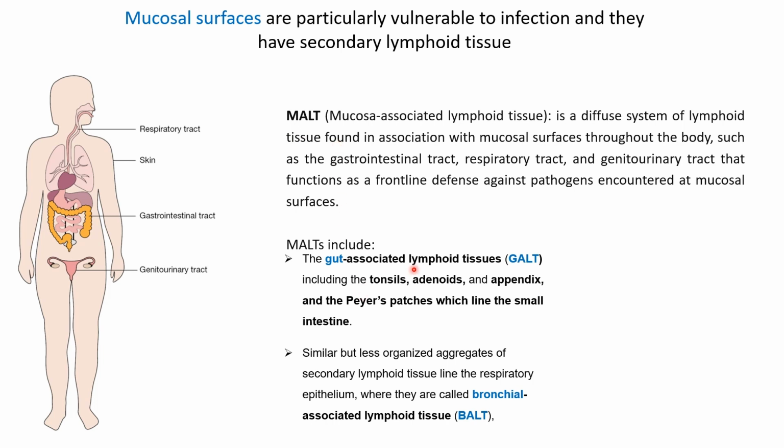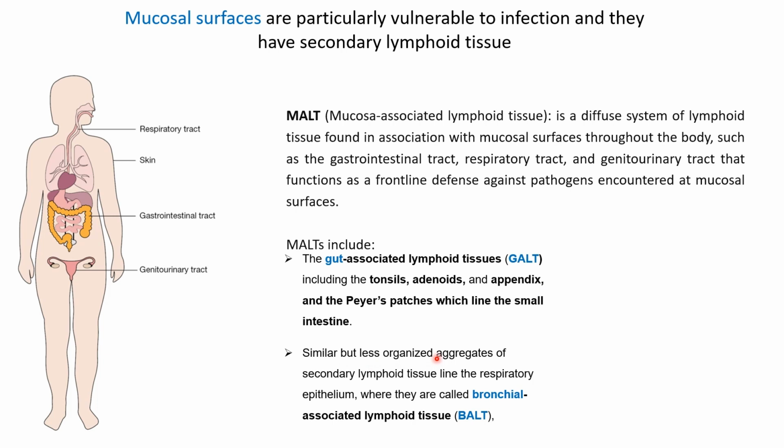When we talk about gut-associated lymphoid tissue, this is a subcategory of mucosa-associated lymphoid tissue, and this has been called GALT, for gut-associated lymphoid tissues. And that includes the tonsils, the adenoids, the appendix, and the Peyer's patches, which line the small intestine. In the next slide, I will discuss the Peyer's patches. In addition, there is bronchial associated lymphoid tissue called BALT. This is less organized.